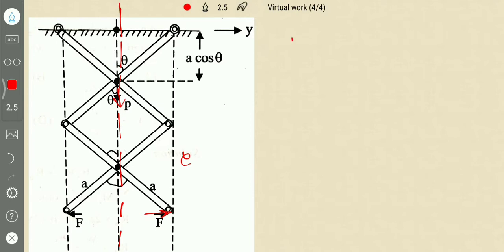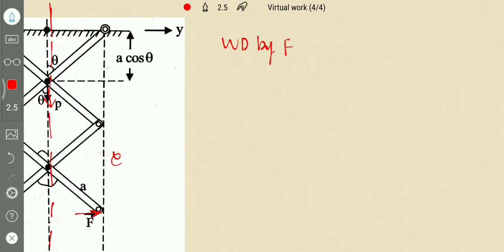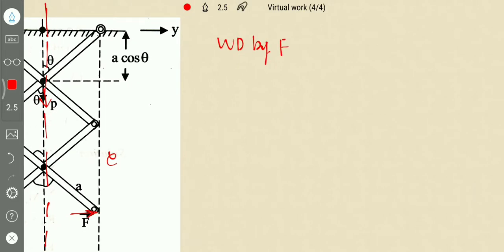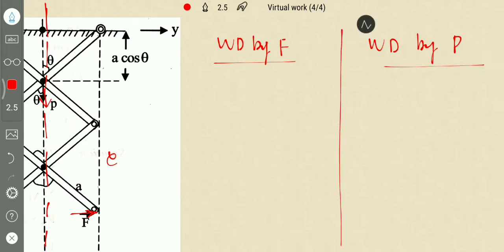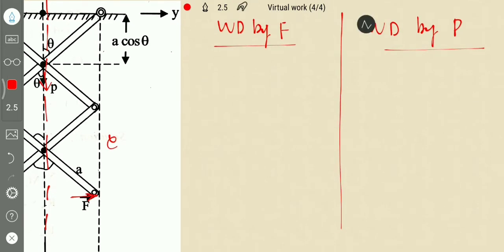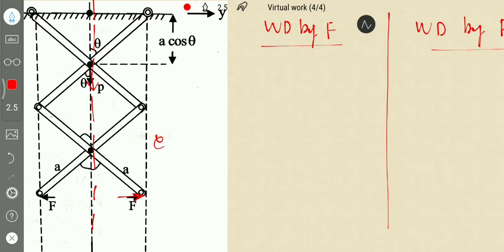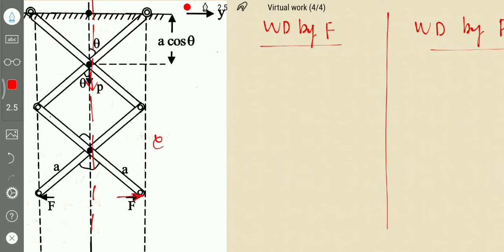There are work done by F and work done by P. These are the two forces, and two works can be done. Now let us assume that the direction of motion is in the direction of force F.